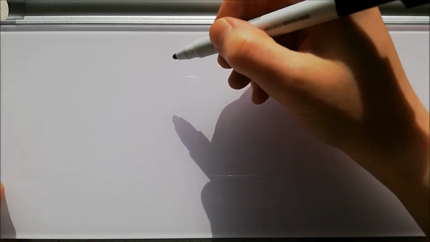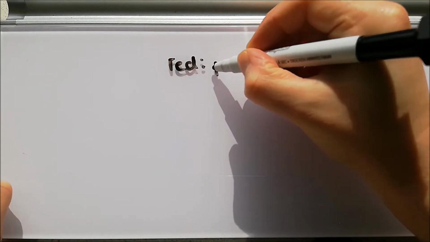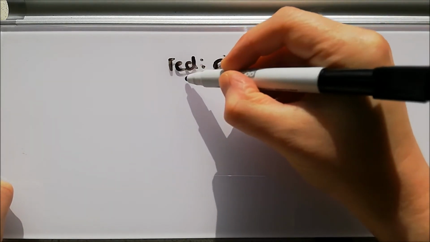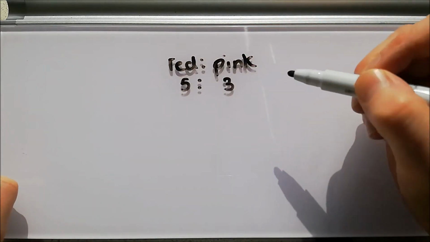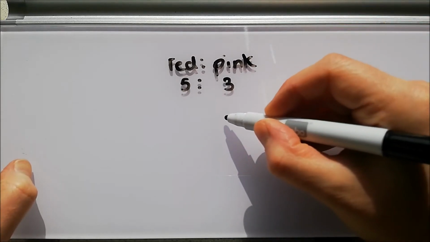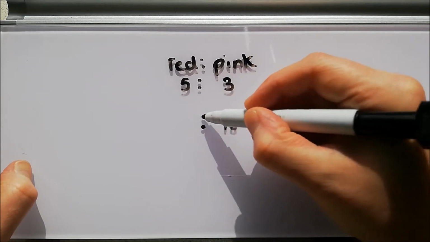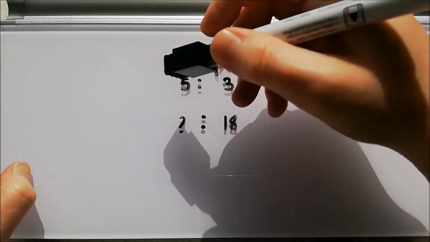Now, the way we would do this is we would put red to pink, and then the ratio of red to pink was 5:3. So we'd put 5 on the red side and 3 on the pink side. We were then told that there were 18 pink roses. And what we're being asked is how many red roses go there.